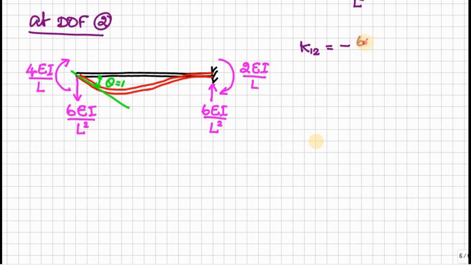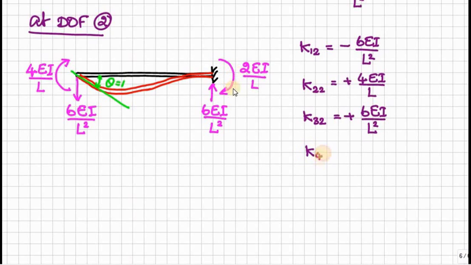Say K12 is nothing but, here this is the 12, so minus 6EI/L². Then K22 is nothing but 4EI/L, but it is in clockwise direction, therefore positive 4EI/L. Then this is the value for K32, plus 6EI/L², because these are in the positive direction. And K42 is also in positive direction, therefore plus 2EI/L.